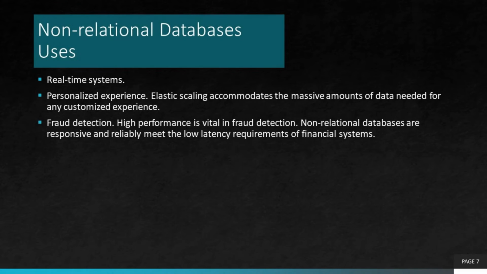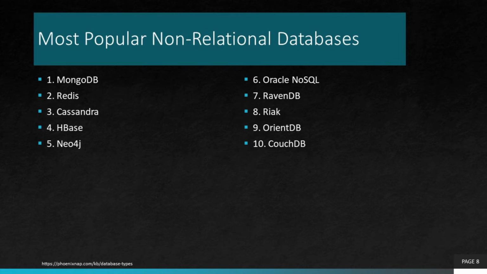So they are typically used for real-time systems, right? And they are becoming really popular as go-to databases for mobile apps. Some of the most popular NoSQL databases are MongoDB, Redis, Cassandra, HBase, Neo4j, Oracle NoSQL, CouchDB, DynamoDB, RavenDB, and there are a bunch of others. Typically, each of the cloud platforms these days have their own NoSQL database.